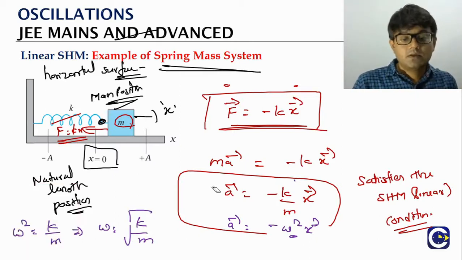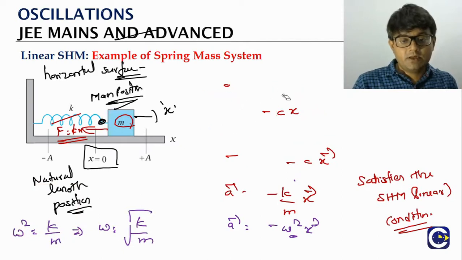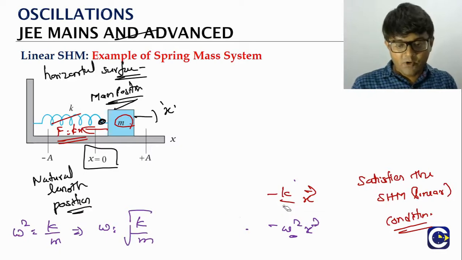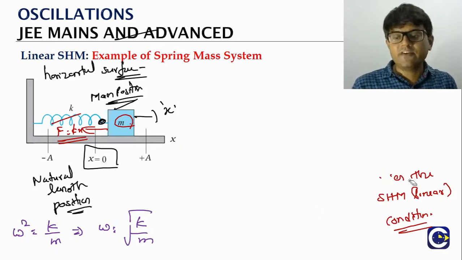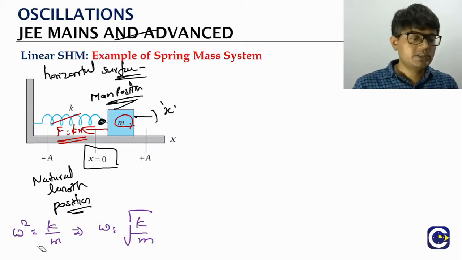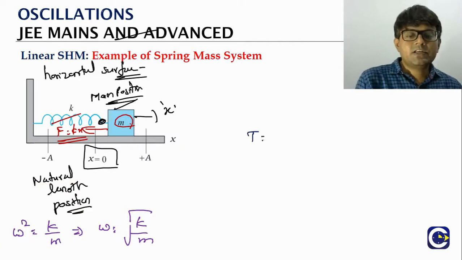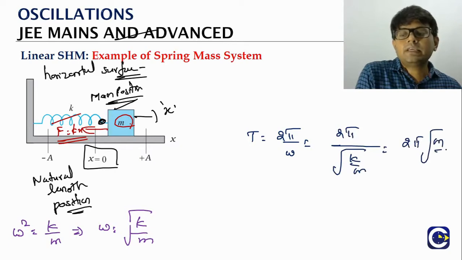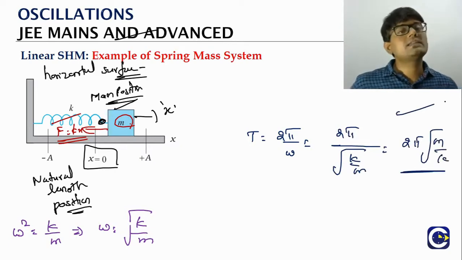So I'll just erase this part because we are already done with this idea. We are done with the checkpoint. Now we are just going to get the final answer for the period of the oscillations. So what will be the final expression we are going to get? The period of oscillations T is equal to 2 pi by omega, right? Omega is root of k by m, so 2 pi root m by k will come. So this is the period of oscillations of the spring mass system.